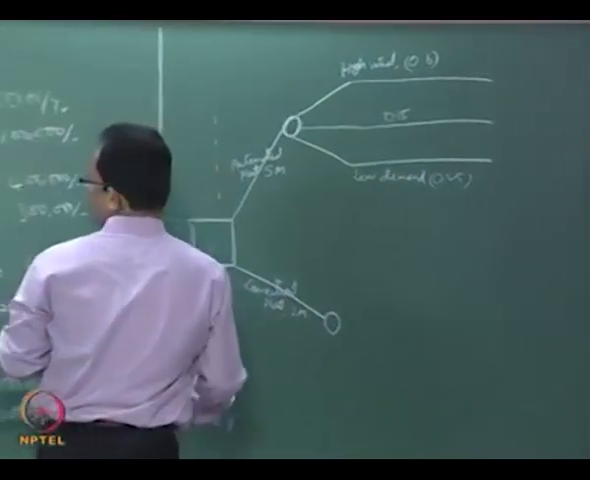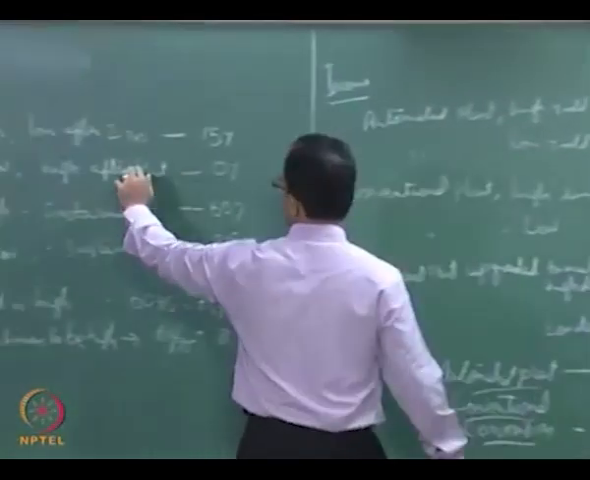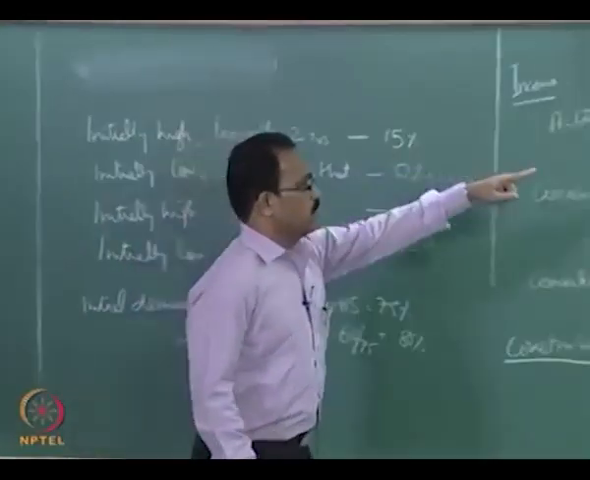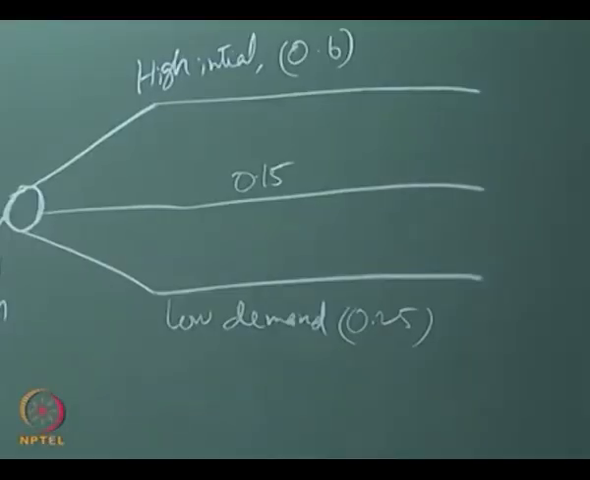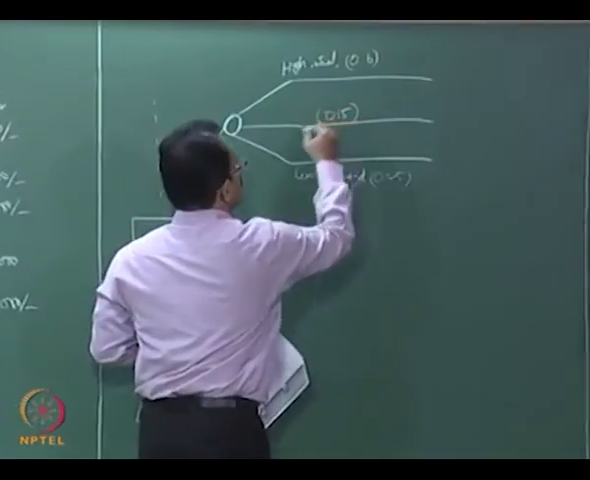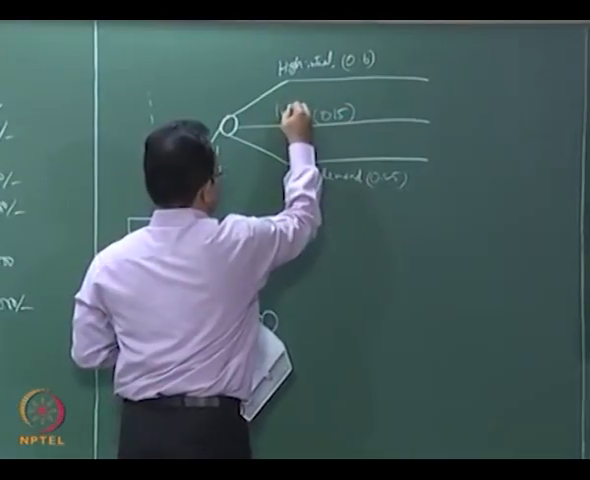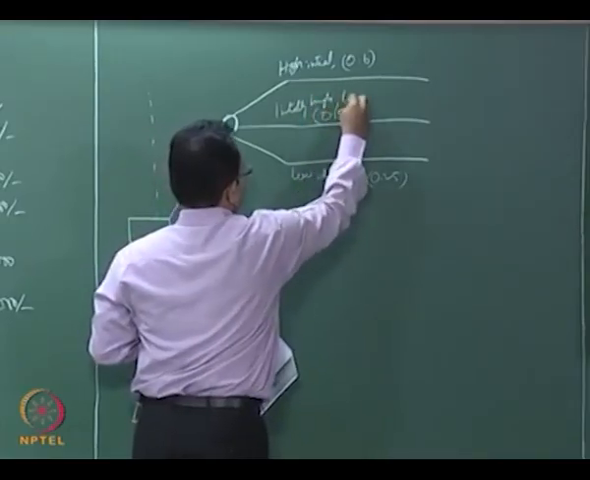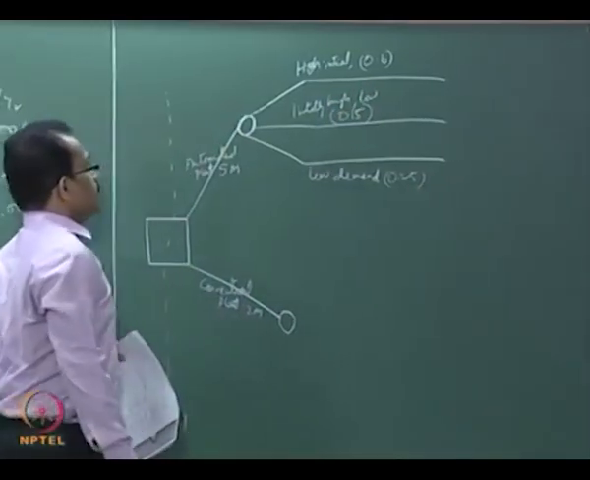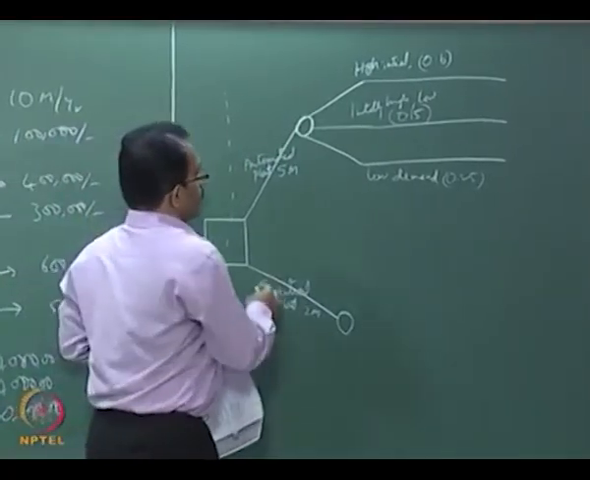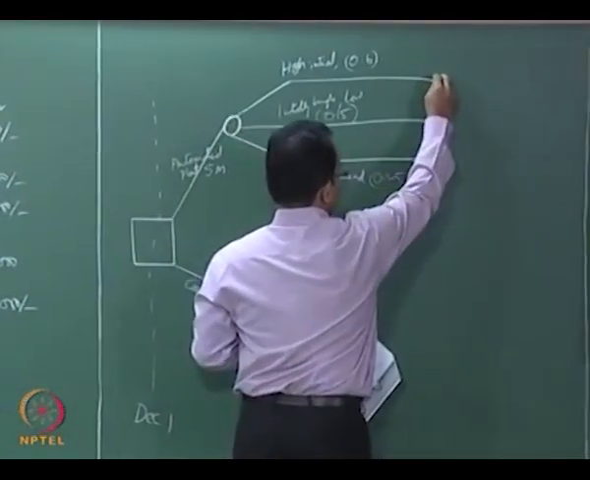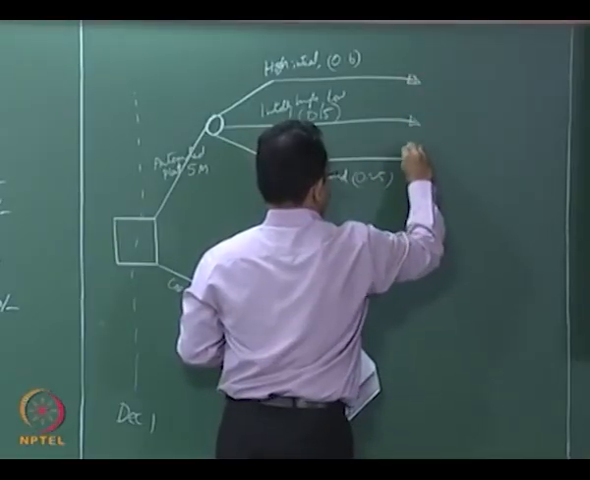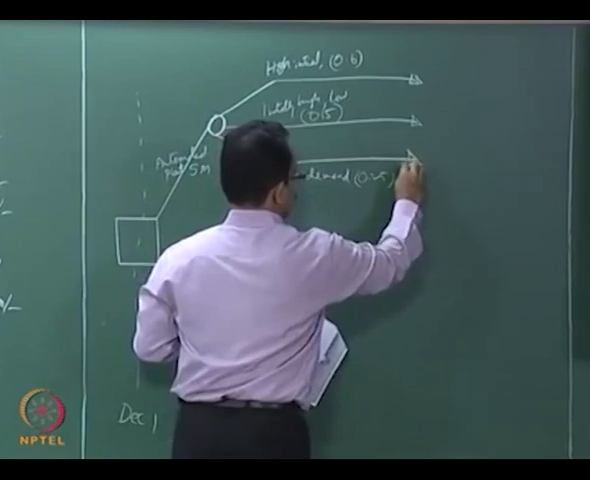initially high and then reduces low after 2 years. So it is initially high, low after 2 years, that is 15%, that is the probability 0.15 here. So this is initially high, then low. So these are the three chances here. We know the revenue what is going to be for these various situations. So we will write down this revenue also here.